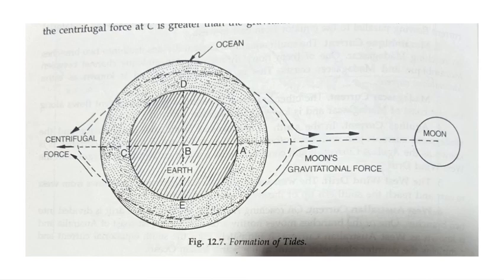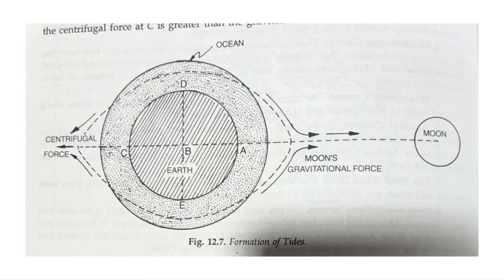Now this diagram is not there in your textbook and you don't have to worry about it. I have put this diagram just to explain to you about the formation of high tides and low tides. So in this diagram you can see the moon is placed here. This is the earth and we can see that there is a high tide at point A.